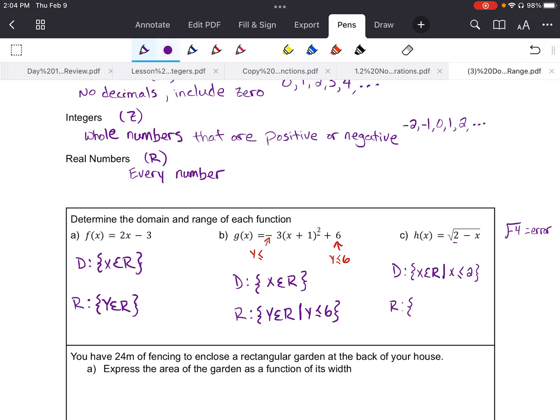Okay, is there a restriction on our range? When we get into transformations, we'll look at it more closely, but for now, let's just say that there's not.